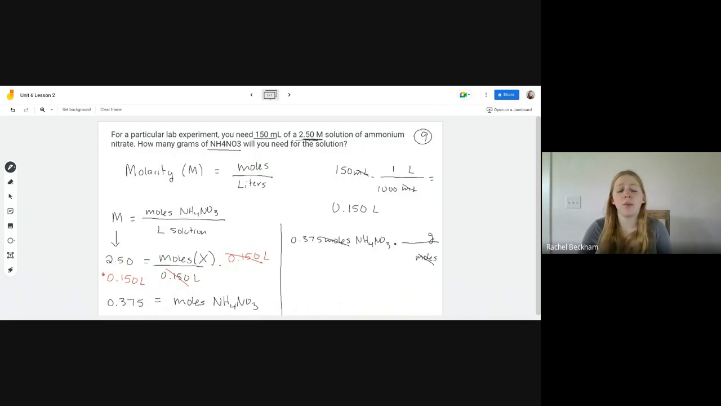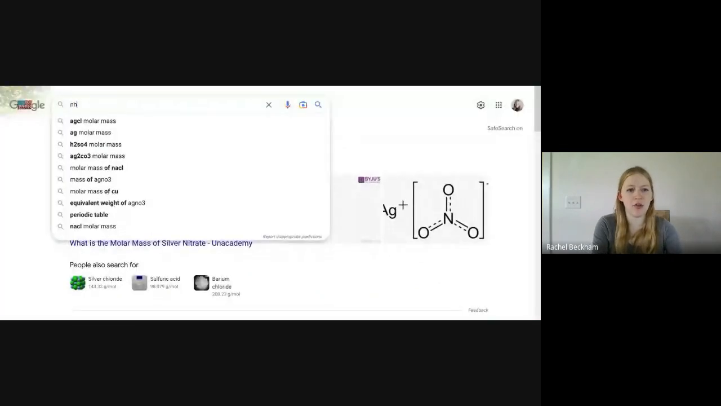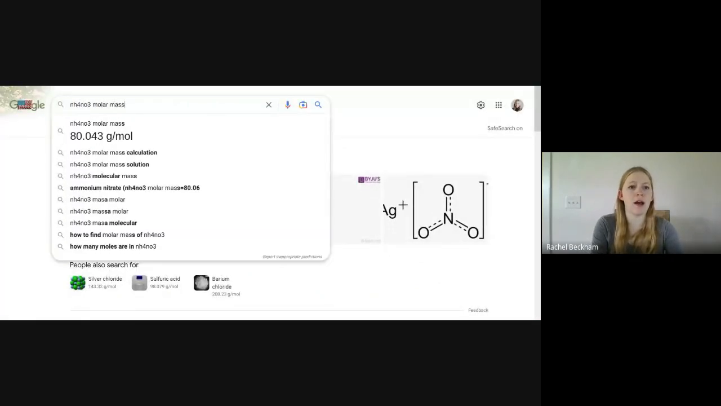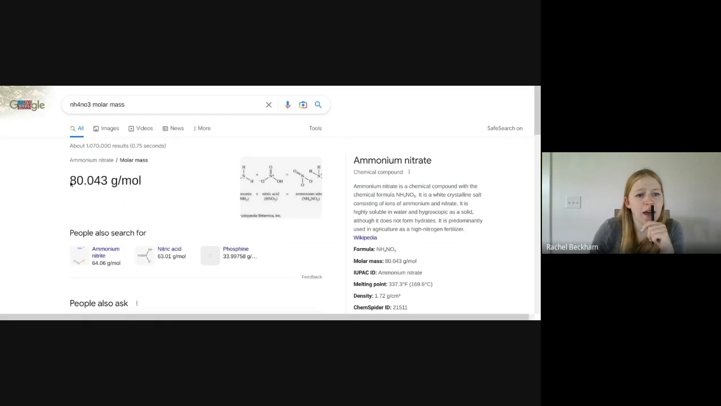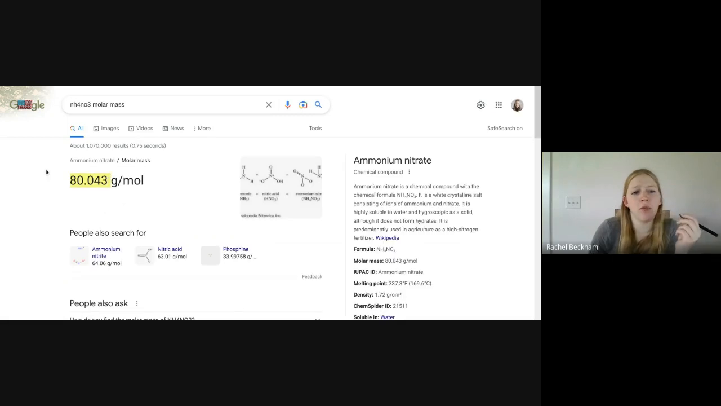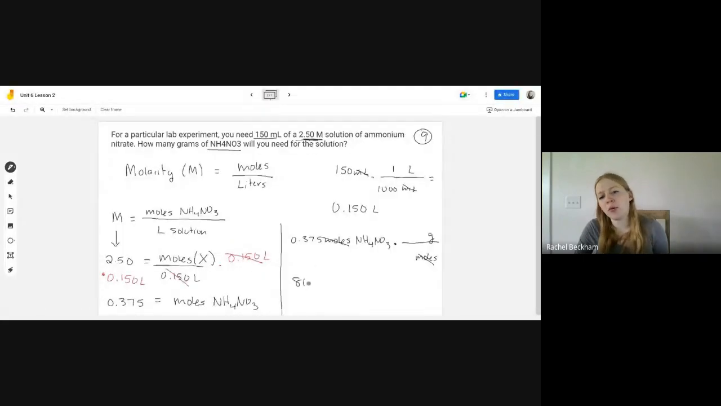So you can do this by adding up and looking up those substances on the periodic table. You look up N, you look up H, you add them all together. But I am just going to look it up online, NH4NO3 molar mass. And it'll add up for me, 80.043. I'll just say 80.0 to round it and be a little bit lazy. So 80.0 is how many grams are in 1 mole of it, okay?